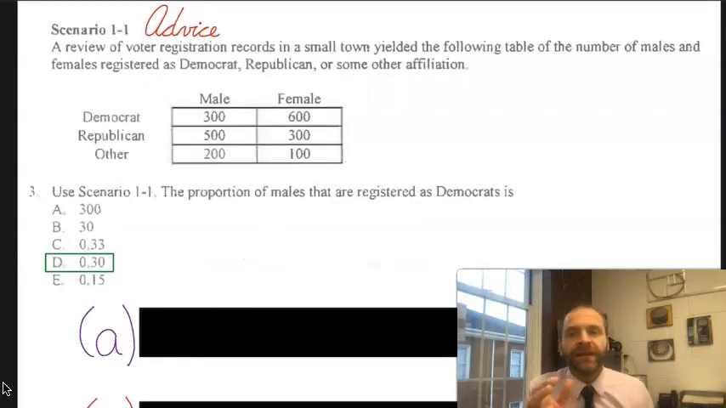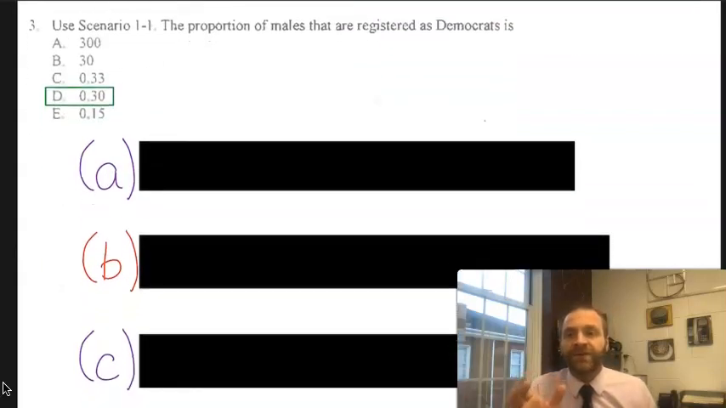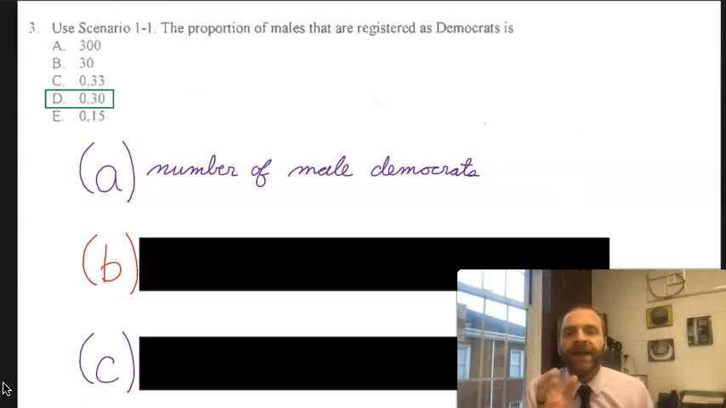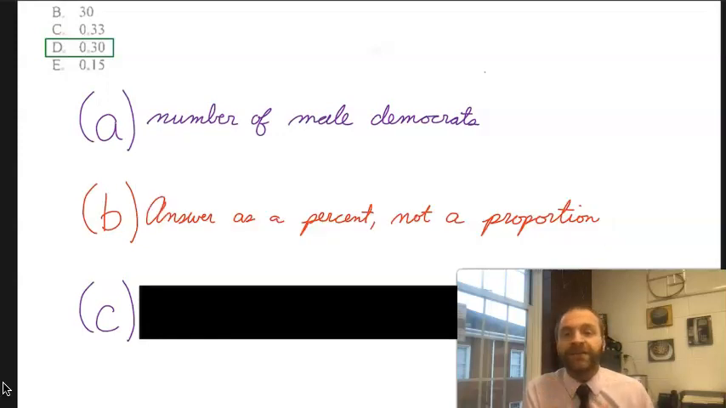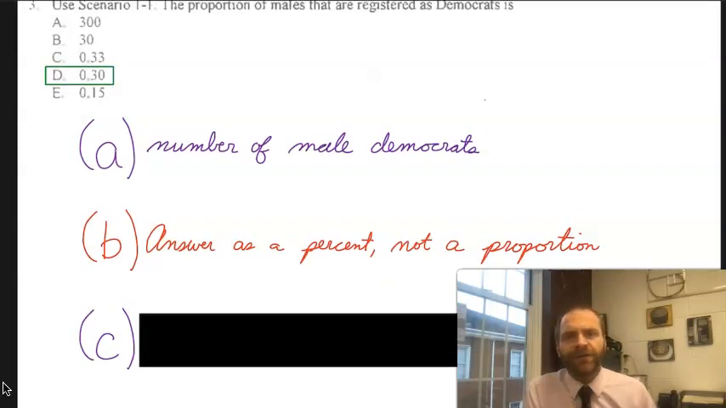Now here's my advice. My advice is really how some of the choices came about. And I already told you how A came about. A came about because it's a count. It's the number of male Democrats, and we're asked for proportion. Now, B and C are really interesting because B represents the answer as a percent, not a proportion. Think about that. Our answer in D is 0.30. Answer B is 30. That's a percent, not a proportion. Interesting, that little tiny detail on what is a proportion between 0 and 1 allows us to cancel out A and B.